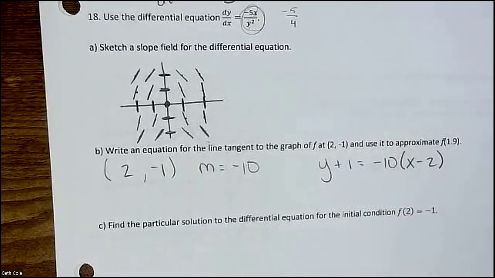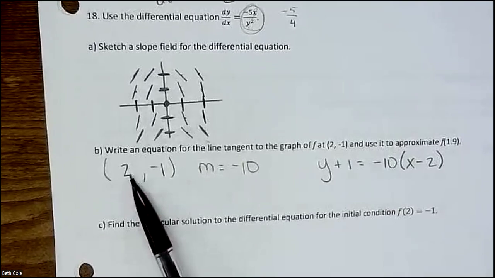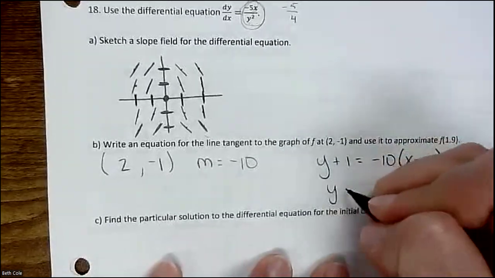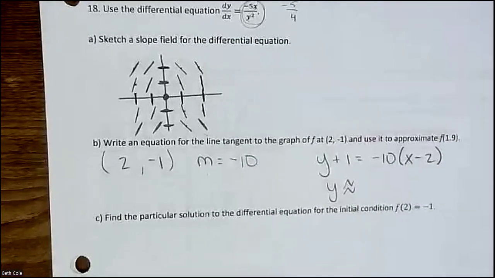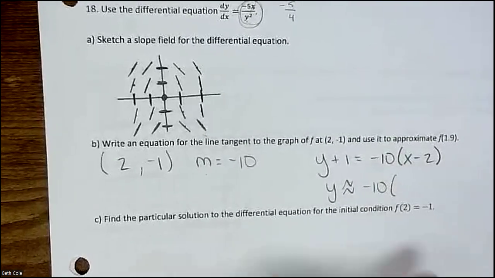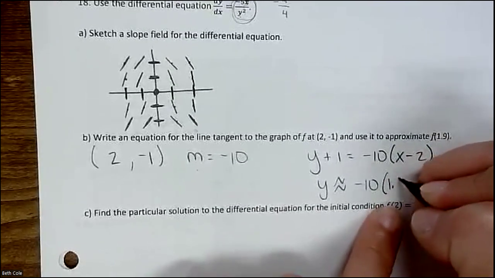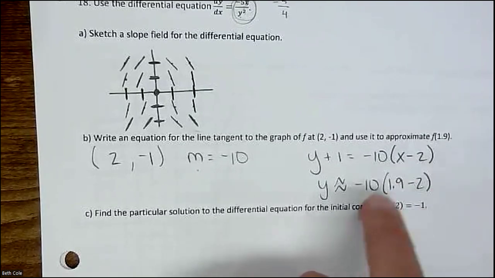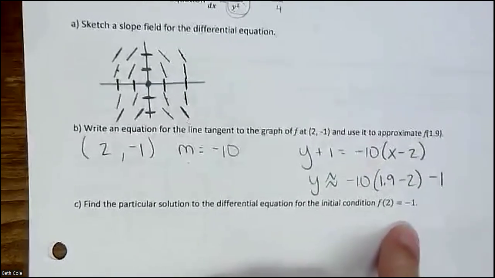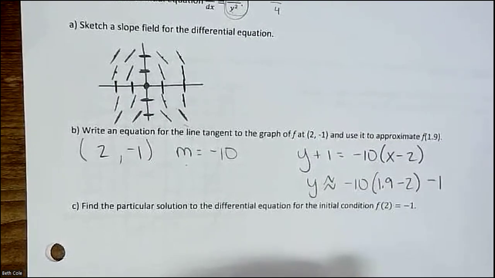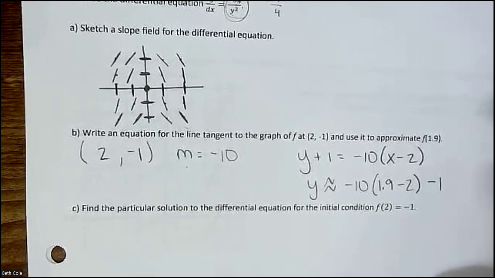Now, we're going to use it to make an approximation. You have to pick a number that's really, really close to 2, which they did, 1.9. So y is approximately, please don't try to evaluate this. Just leave it alone. It'll be -10 and then parentheses 1.9 minus 2. And then what do you tack on at the end so you get the y by minus what? Please leave it alone. I remember the last time one of these showed up, some of you tried to evaluate that and then was wrong. And then I had to mark it wrong. And I was sad.